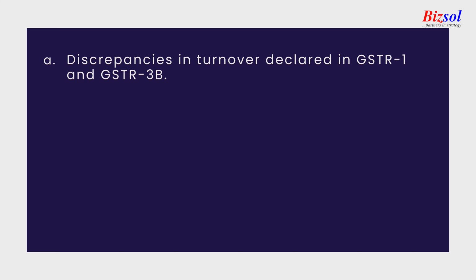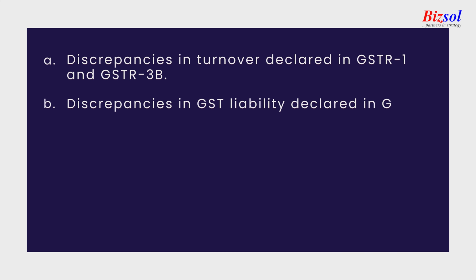Now, the assessment notice is issued by a proper officer under Section 61 of the CGST Act, read with Rule 99. The proper officer may issue a discrepancy notice if any discrepancies are found as follows. A. Discrepancies in turnover declared in GSTR-1 and GSTR-3B. B. Discrepancies in GST liability declared in GSTR-1 and GSTR-3B.